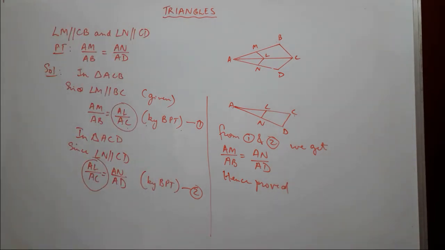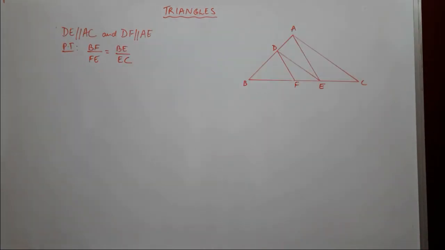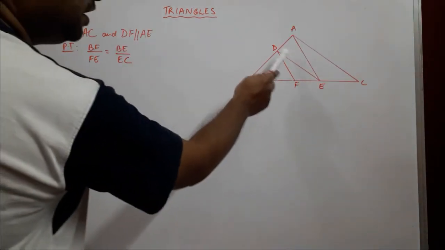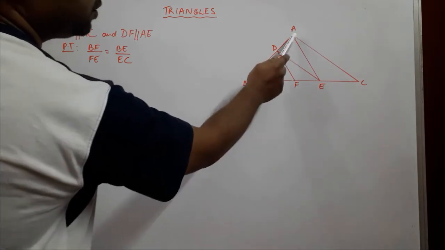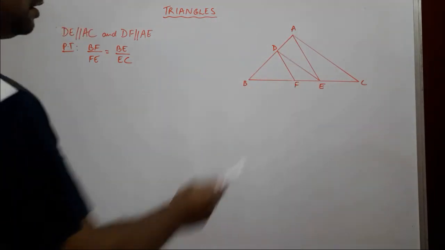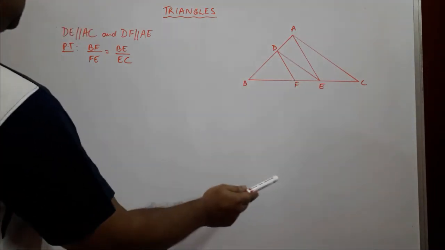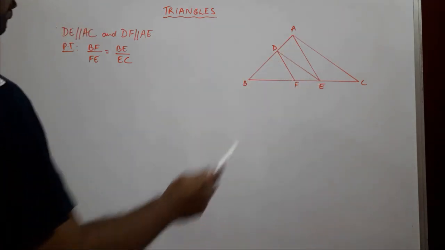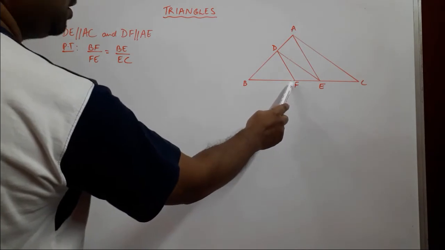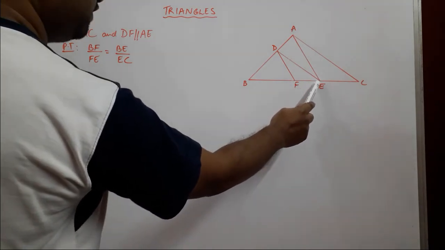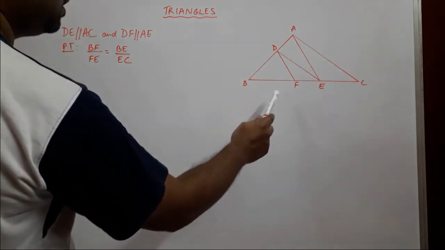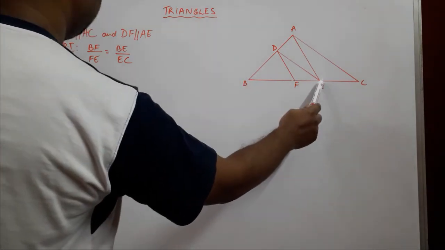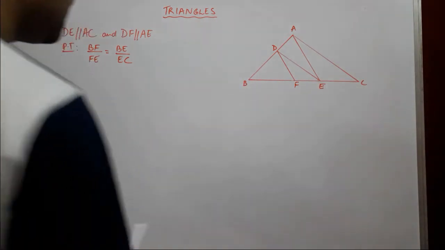Easy. Let's solve another one. Our next problem says DE is parallel to AC and DF is parallel to AE. We are asked to prove BF upon FE is equal to BE upon EC.